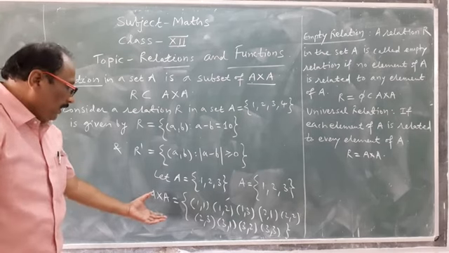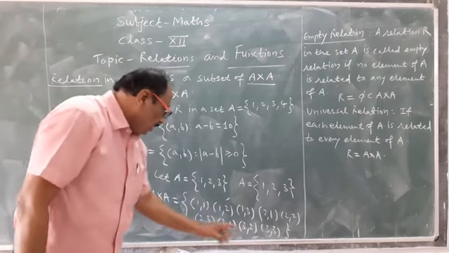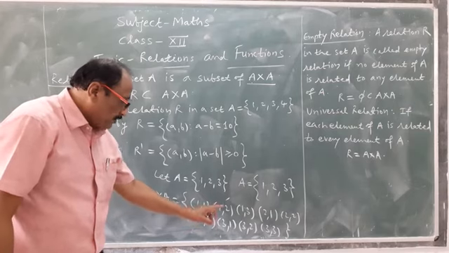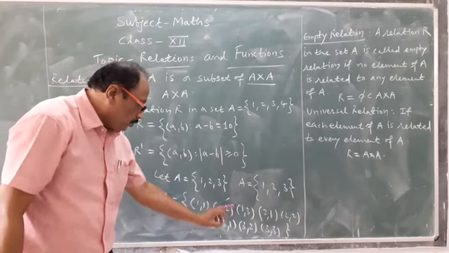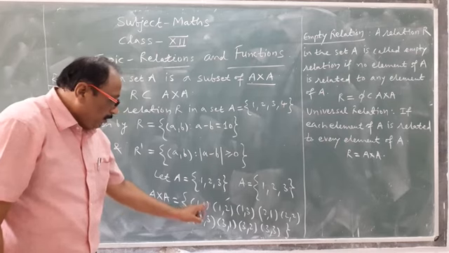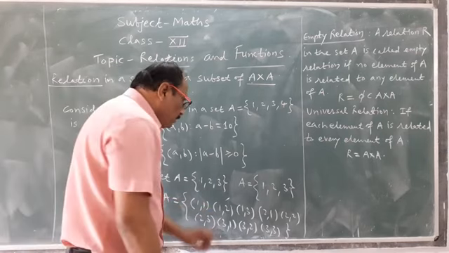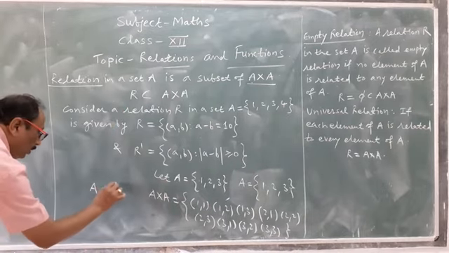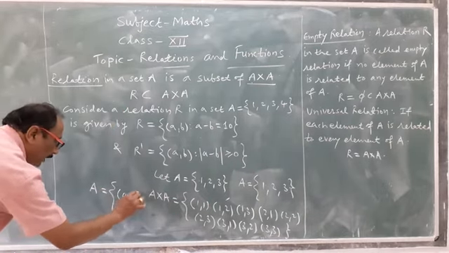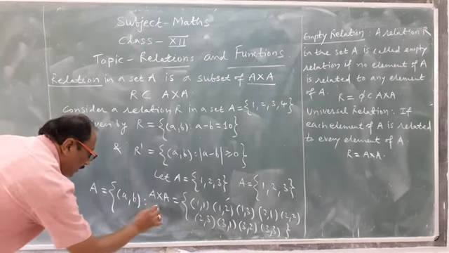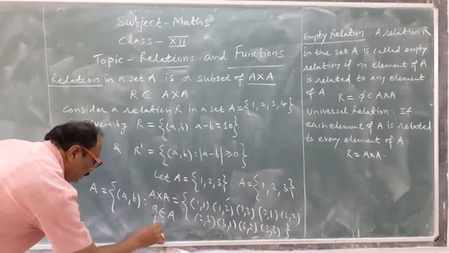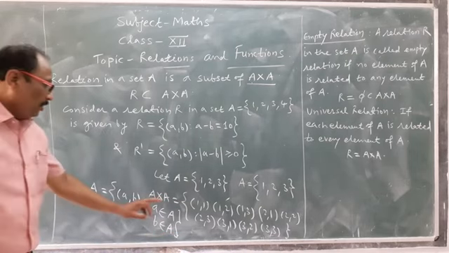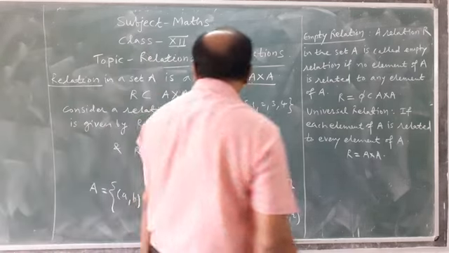These are the ordered pairs of A cross A. The first element is 1, the second element is 1; the first element is 1, the second element is 2. The first element belongs to A and the second element also belongs to A, so A cross A is the set of ordered pairs (a, b) such that a belongs to A and b also belongs to A. This is the Cartesian product.